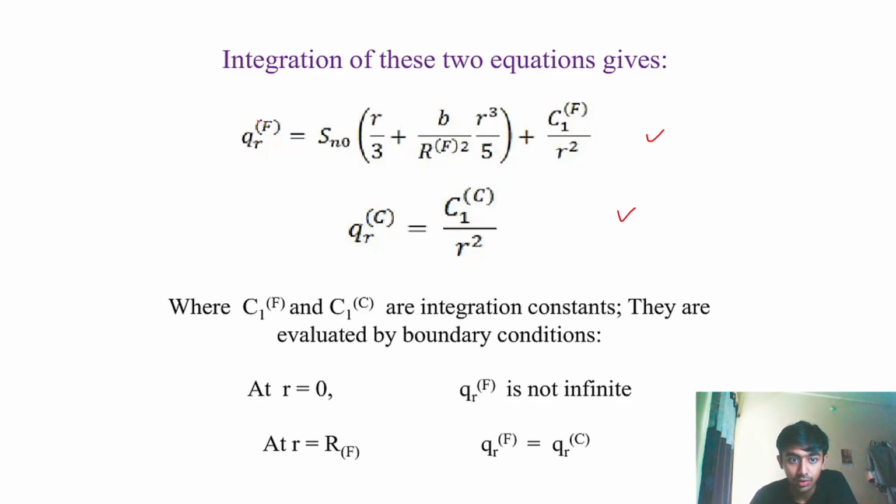That's not possible because Q will be finite. So if we put r = 0, that will be an undefined portion. So what we can do, at r = 0, since this can be infinite, we will take C1 equals 0 at r = 0. If we do that, C1 can't be a finite number because this will become 0. So C1 we are taking 0.